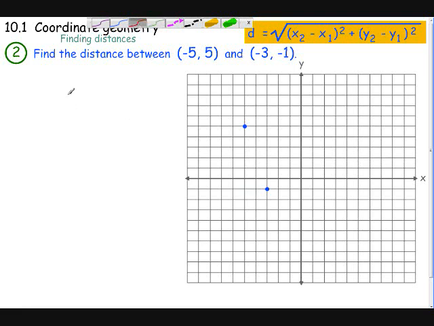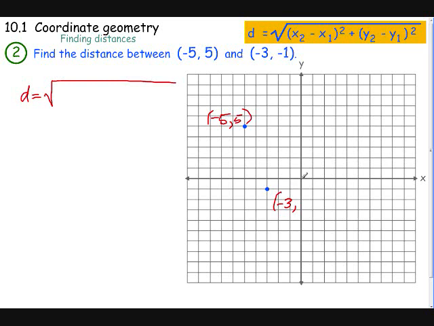So my distance is equal to the square root of, let's see, which point is which? Negative 5. 1, 2, 3, 4, 5. Okay, so this is negative 5, 5, and this is negative 3, and this is below y equals 0, negative 1. So the distance between those 2 points, I'm going to take negative 5, and from that I am going to subtract my other x-coordinate, minus a negative 3. We know what's going to happen there, right?